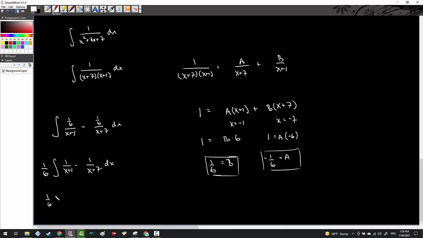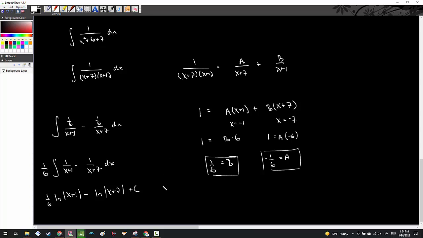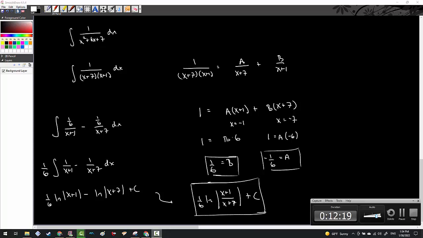I'm going to get 1/6 ln of the absolute value of x plus 1 minus ln of the absolute value of x plus 7, plus c. Or I can make this a little bit simpler, and I'm starting to run out of space here, but I could call it 1/6 ln of x plus 1 over x plus 7, which is very likely the version you would see on your AP exam multiple choice. So there you go. There's a partial fraction for you guys. I'll be right back with a couple more examples.